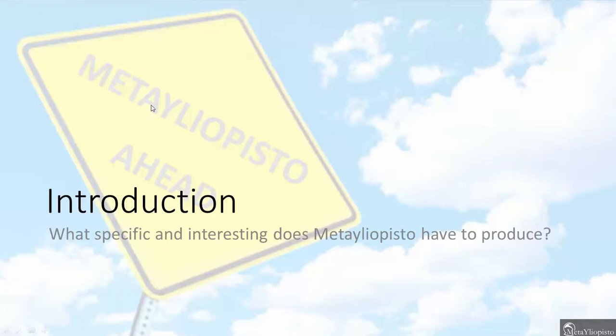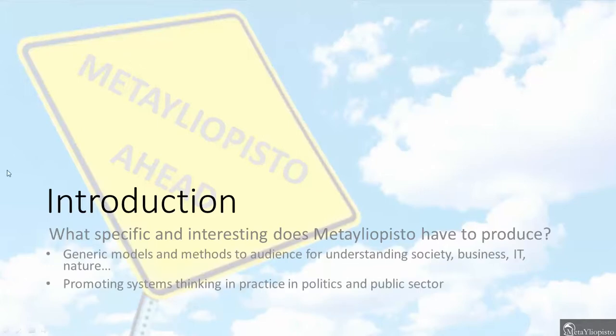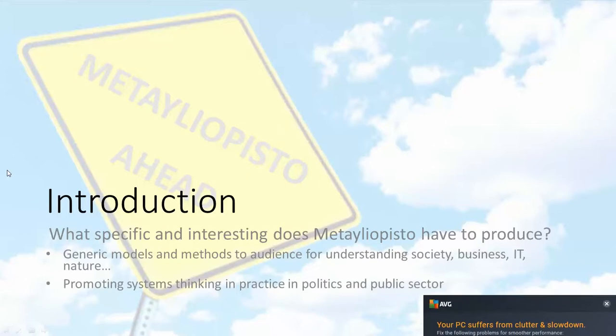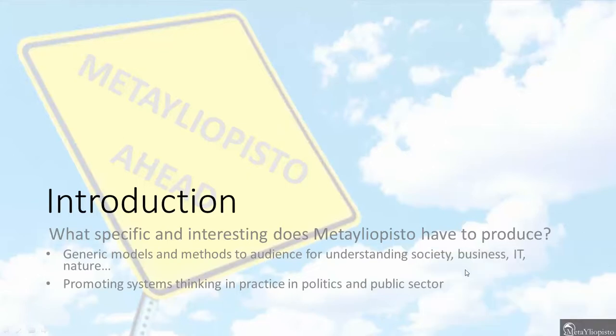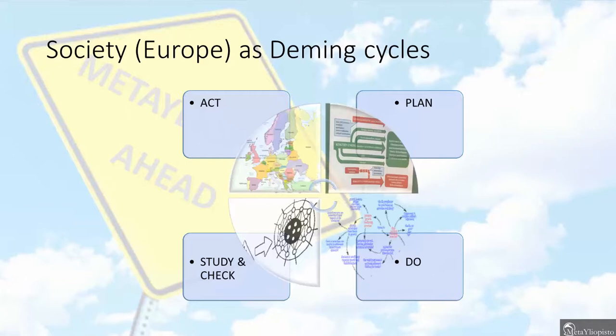Then, going to the introduction, a relevant question is: what specific and interesting can Metayliopisto provide to this presentation? We provide generic methods and models for understanding society, business, IT, and nature. We will promote systems thinking in practice and practice for politics and the public sector. Society can be seen as a Deming cycle, for example.